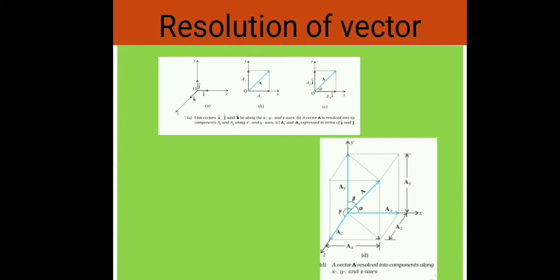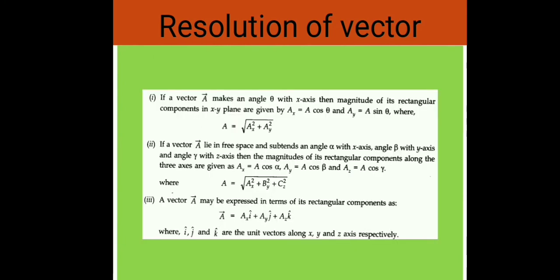If a vector A lies in free space and subtends an angle alpha with the x-axis, angle beta with the y-axis, and angle gamma with the z-axis, then the magnitudes of its rectangular components along the three axes are given as Ax equals A cos alpha, Ay equals A cos beta, and Az equals A cos gamma, where the resultant, that is A, will equal the square root of Ax squared plus Ay squared plus Az squared. Here Ay and Az are the components of the vector along the y and z directions.